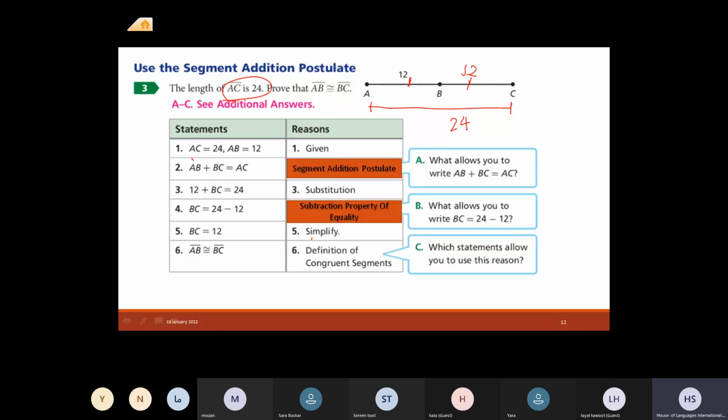Then the second step, what did you say? You say that if AC is 24 and AB is 12, I can find BC. Which postulate do I use? The segment addition postulate. Is it right? So I will say, because AB plus BC equals AC, I use the segment addition postulate. Yeah, okay, this is if you want to solve, different than proof.